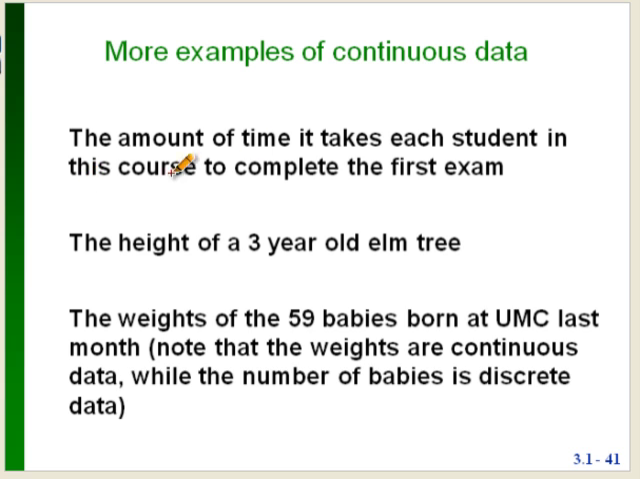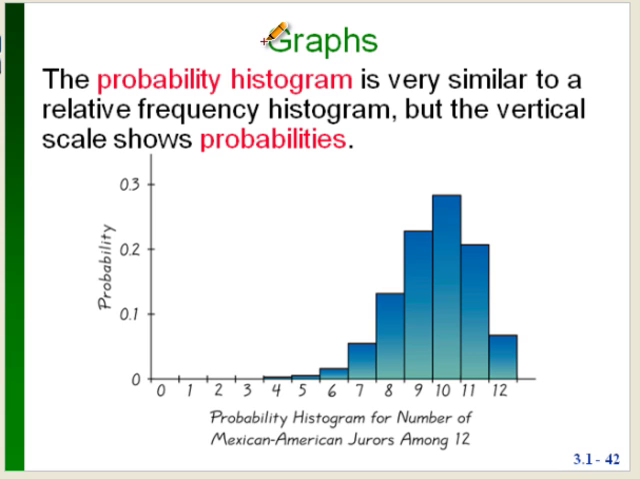Some more examples of continuous data would be things like the amount of time it takes each student in the course to complete our first exam, or the height of a 3-year-old elm tree, the weights of 59 babies born at UMC last month. And here again, note that the weights are continuous, but the number of babies here would be discrete. Now let's talk about graphs with probabilities.